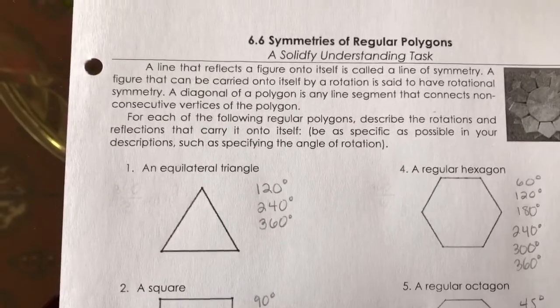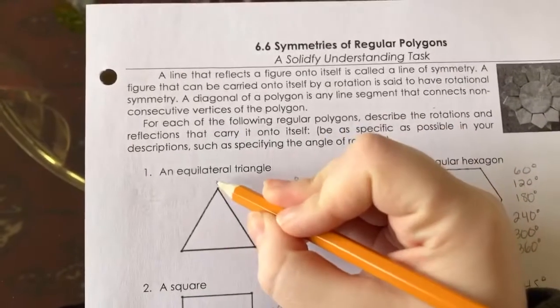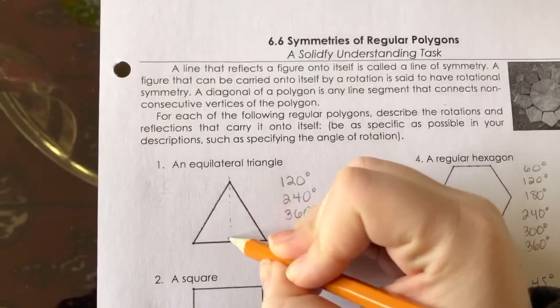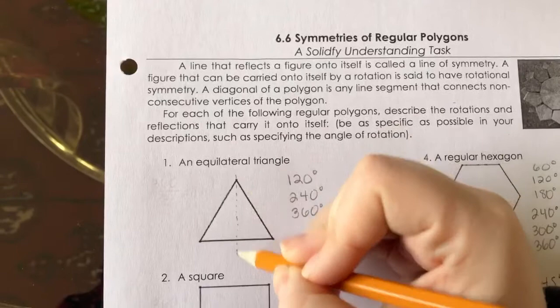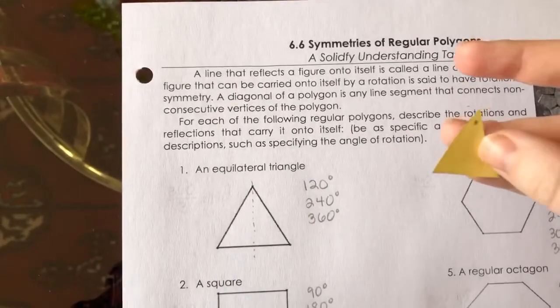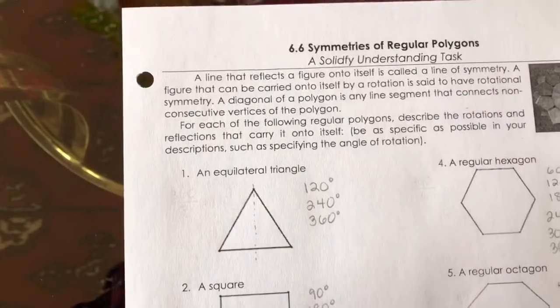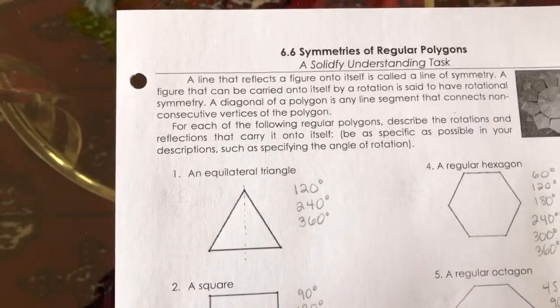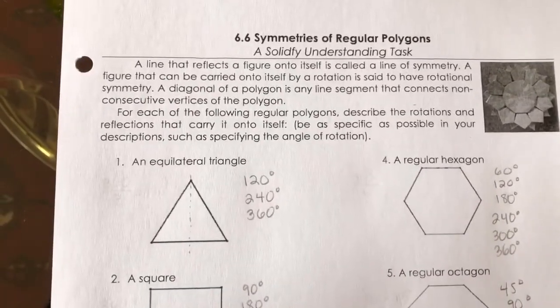So when I start with the equilateral triangle, I can probably tell this should be able to reflect onto itself over this line. And if you wanted to actually take your triangle and fold it over to check, you could do that. But what hopefully you notice is that that's not the only way you could fold it in half and have it line up onto itself.